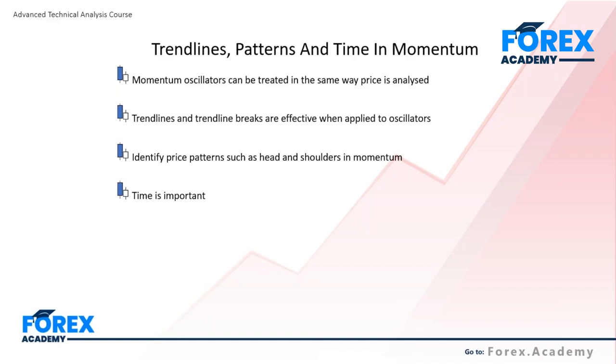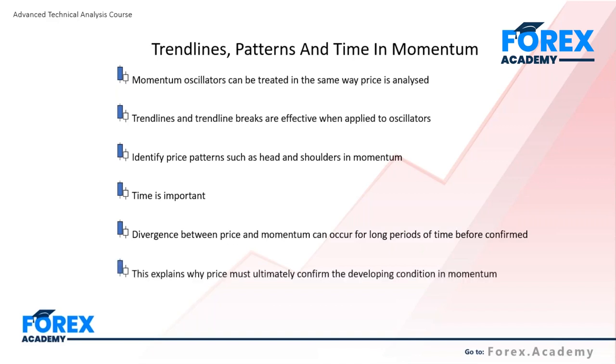Time is a very important component when it comes to using divergence in momentum. It's very important to remember that the divergence that exists between price and momentum can occur for long periods of time before that has been confirmed. This further reinforces why we need to ultimately wait for price to confirm a reversal in trend rather than look to preempt that condition through the momentum oscillator. And we'll look at one example before we conclude today's webinar.